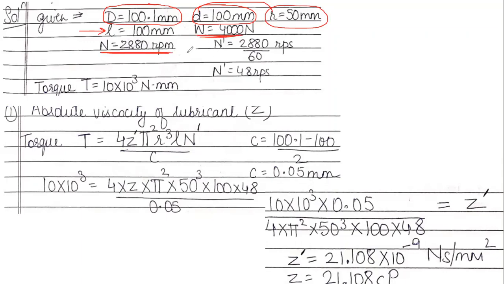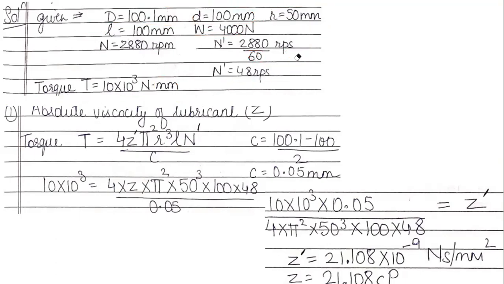Revolutions per minute is given as 2880 RPM. If I divide it by 60, I'll get revolutions per second, n dash, that is 48 revolutions per second. Torque is given as 10 Newton meter. If I want to convert meter into mm, I have to multiply by 10 raised to 3. So the torque will become 10 into 10 raised to 3 Newton mm.